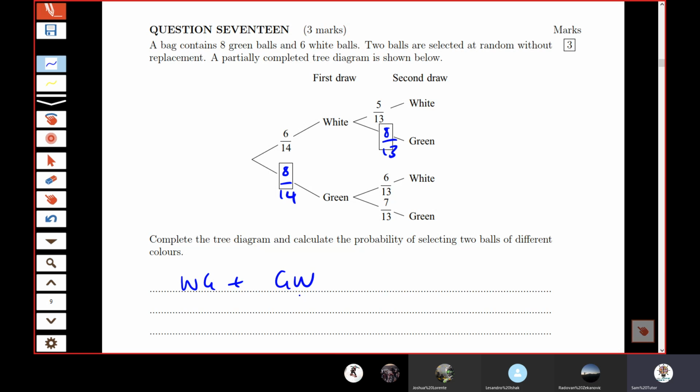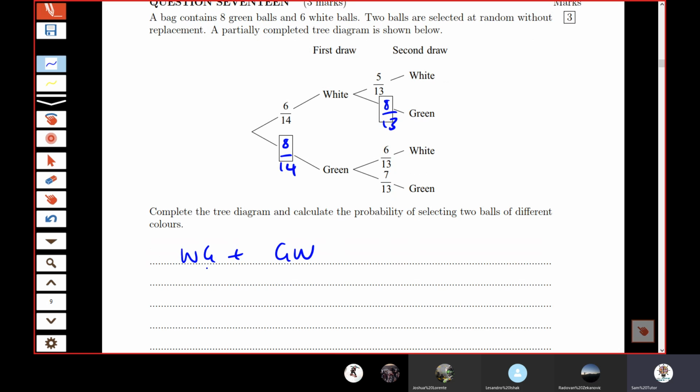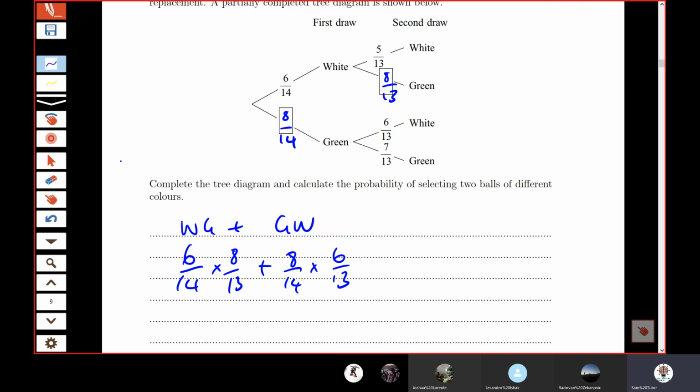Who's starting to think, well, we might have this for next year? Because this is a Sydney Grammar trial. And we're looking okay. White, green, 6 on 14 times 8 on 13 plus 8 on 14 times 6 on 13. It's all good. And then whatever that gives you, which we're not too interested in. Someone work it out? No, don't worry. You did? 0.53. Any questions?